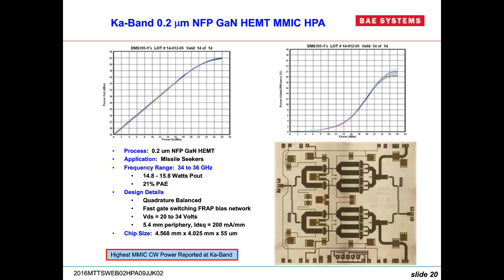Now we're jumping to Ka band, and I'm going to compare this amplifier to the previous generation pHEMT amplifier. This amplifier is a quadrature balanced, 2-stage amplifier. It's doing about 15 watts power output at about 21-22% power efficiency at this bias point, which is 34 volts. The efficiency goes up, but the power goes down at lower voltages. It's the highest CW power reported at Ka band. It works across about 3 gigahertz of bandwidth.